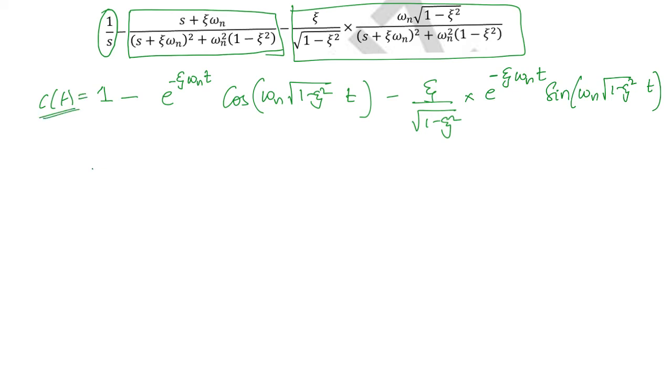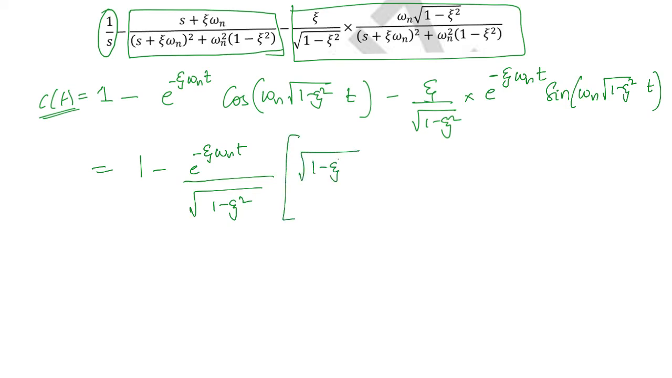If you further simplify, you will get 1 minus e to the power minus zeta omega n t, which you can take out as common. You can also take out 1 by root over 1 minus zeta square. So you will get root over 1 minus zeta square cos of (omega n root over 1 minus zeta square, which we will take as a single variable, omega d, into t), plus zeta into sine omega d t.